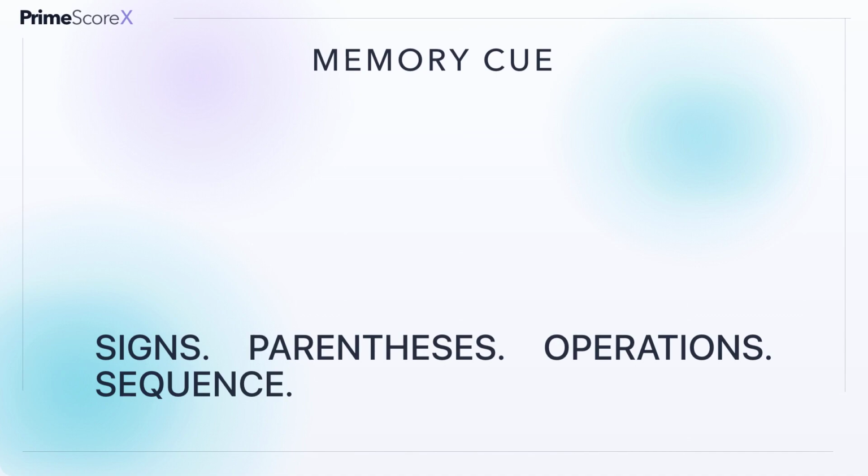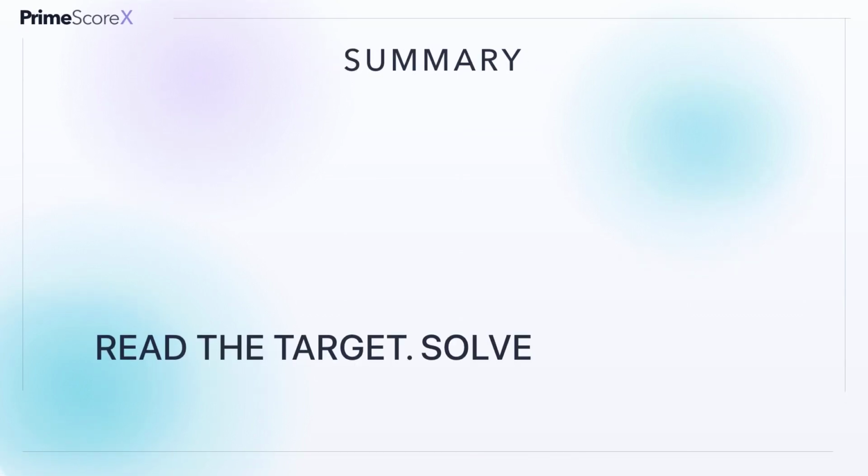Here's the memory cue for this lesson: signs, parentheses, operations, and sequence. Keep those ideas in mind as you solve. They will help you read the question accurately, set up the math correctly, and avoid the most common traps. The final takeaway is simple: read the target, build the setup, solve with control, and verify before selecting. TEAS Math rewards students who combine content knowledge with disciplined execution.